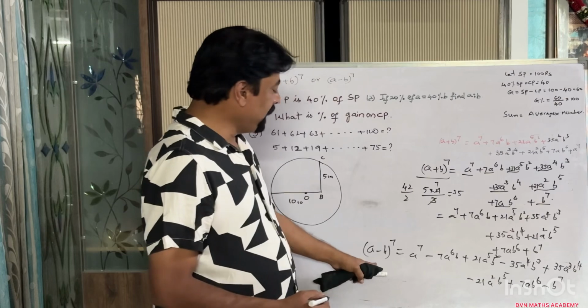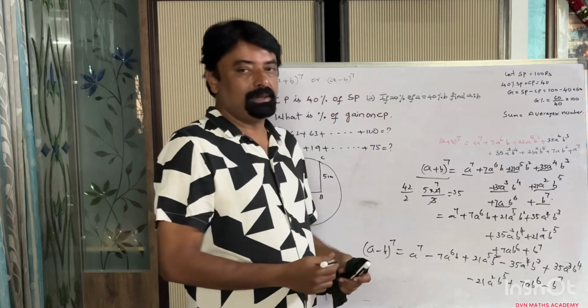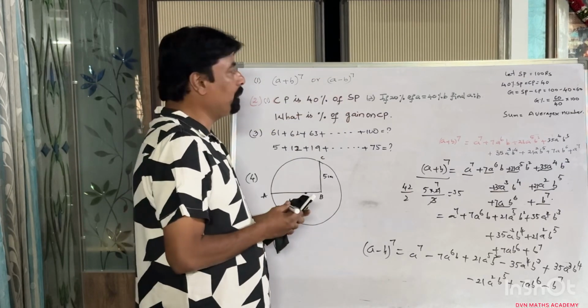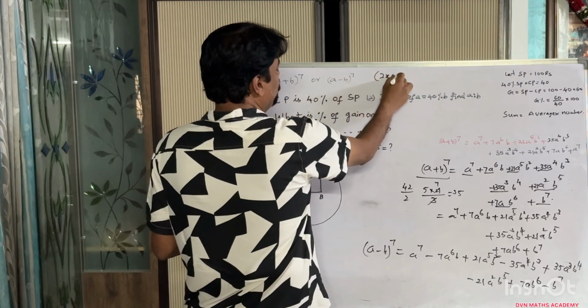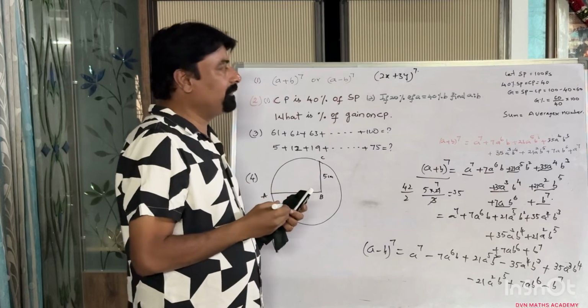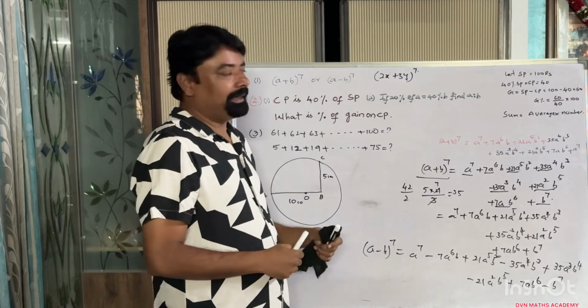While you are writing the minus expansion, first is plus, and afterward alternate. If you change the symbols, you will get the expansion of (a + b) to the power of 7 or (a - b) to the power of 7. If you keep this in your mind, just write (2x + 3y) to the power of 7. You write the expansion of this one. You try using this technique, you can write this one very easily.